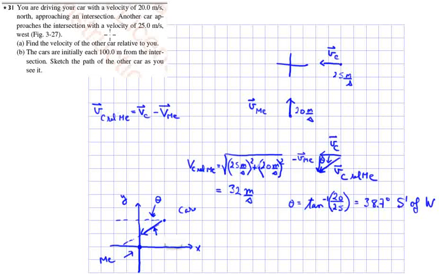Part B, if you imagine yourself to be at the origin and the other car is 100 meters to the east of you and 100 meters north of you right here, then you will see the path of the car being V of C relative to me. That's this vector which we've already calculated, and the speed of that you observe the other car will have is 32 meters per second, and it will have, as we've already calculated, 38.7 degrees south of west. That would be this angle right here.